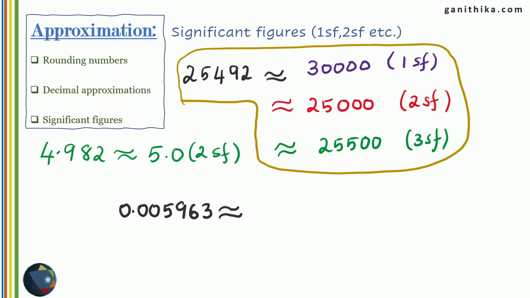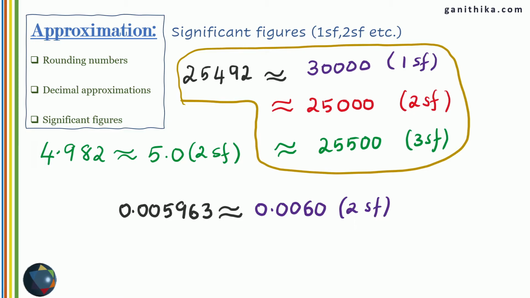The first significant figure in this number is 5. The next significant figure is 9. Next is 6. Next is 3, and it goes on like that. If you want to approximate this to 2 significant figures, the third significant figure is 6, therefore it will add 1 to the 9. Subsequently, that will add 1 to 5, which makes it 60. So 0.0060 will be the approximation of the given number to 2 significant figures.